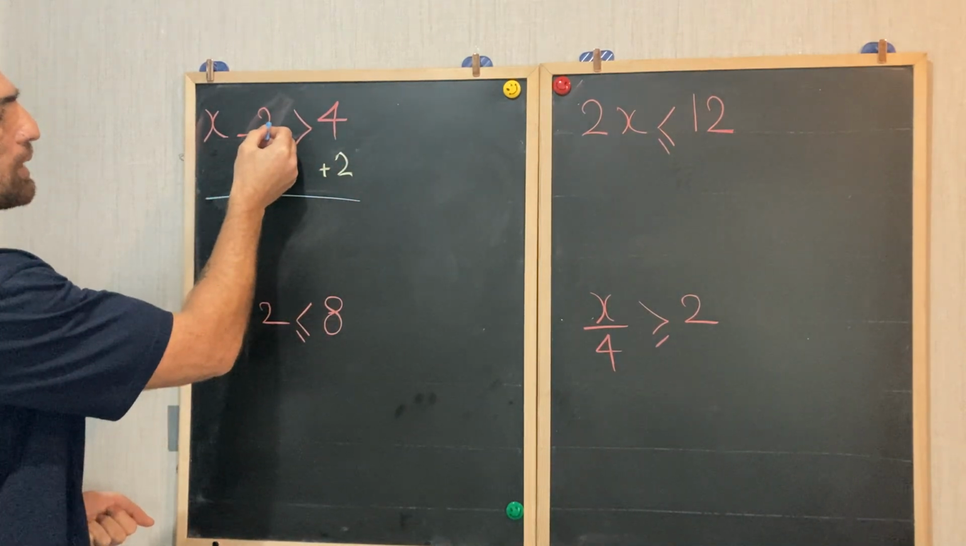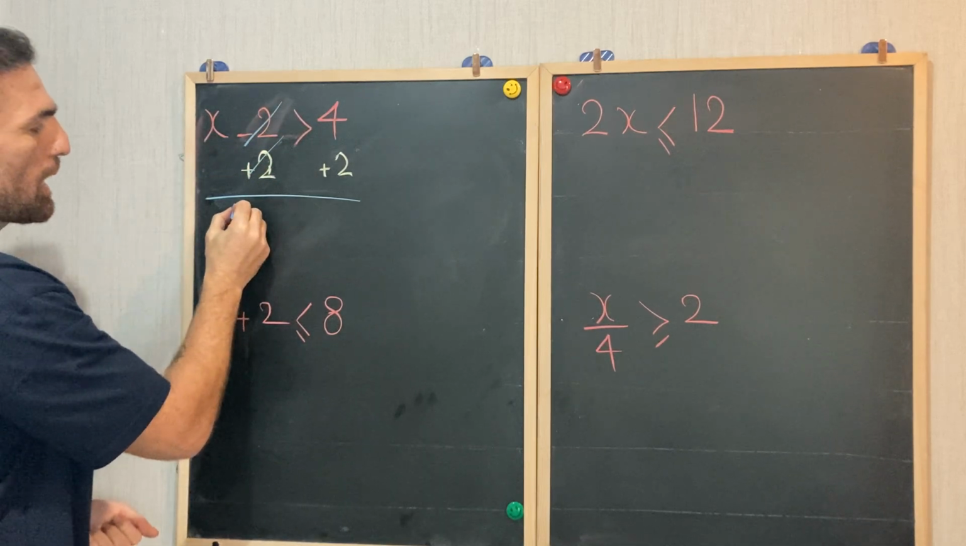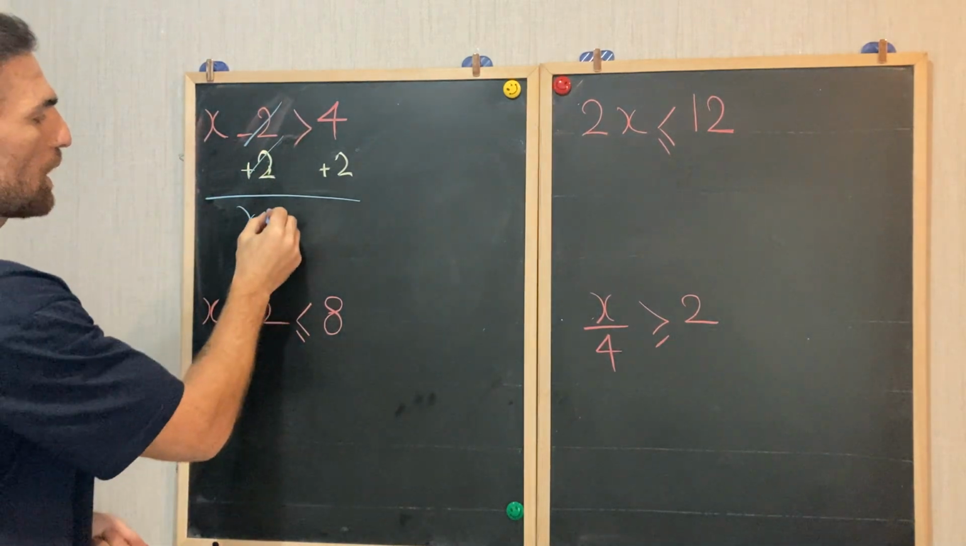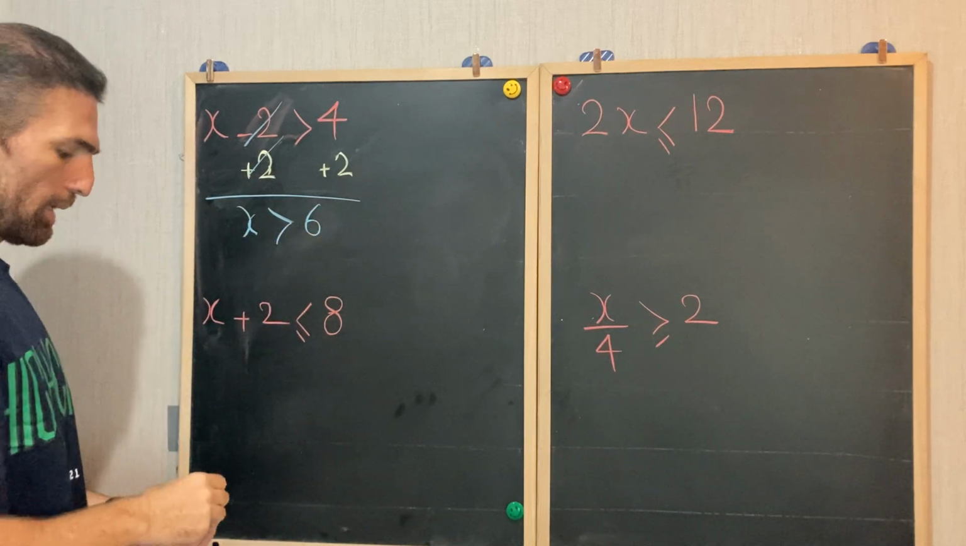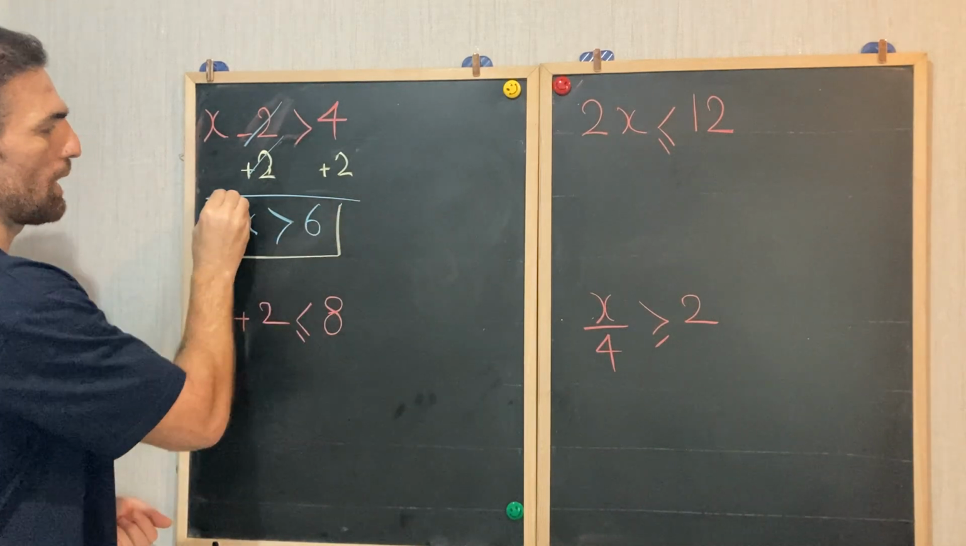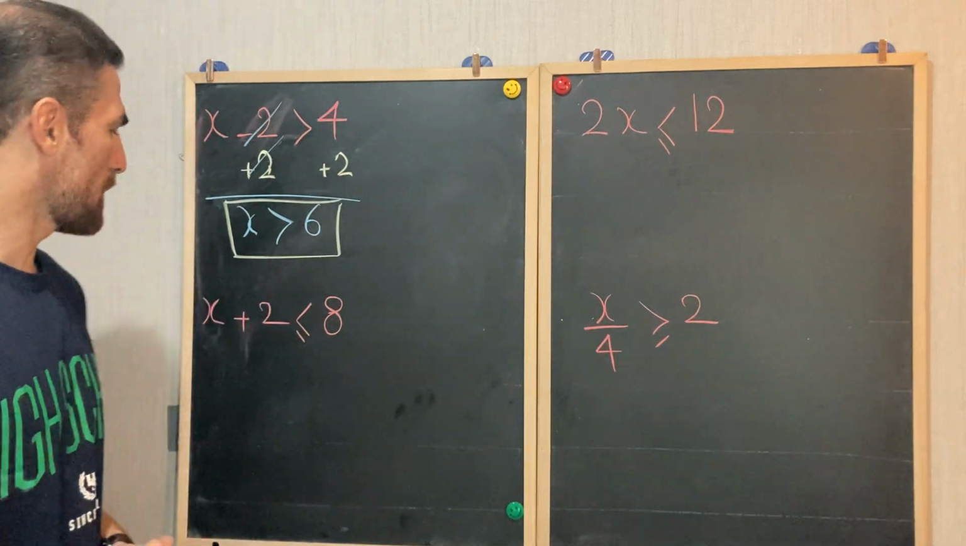What's the result? It's gonna be negative 2, positive 2. Cancel out, x on the left side, 4 plus 2 equals 6. And this is your answer. Very simple solution. Next one.